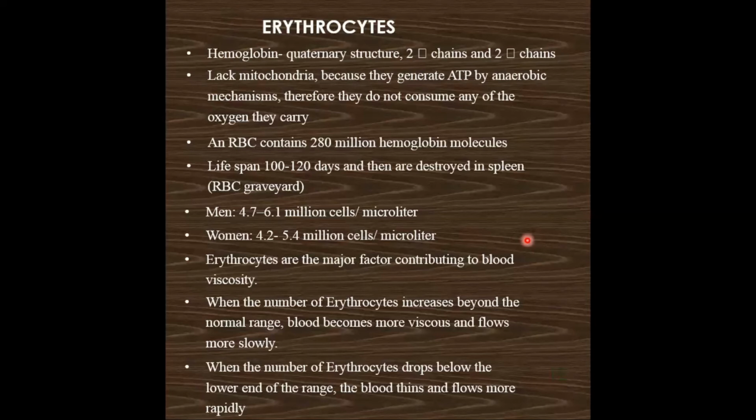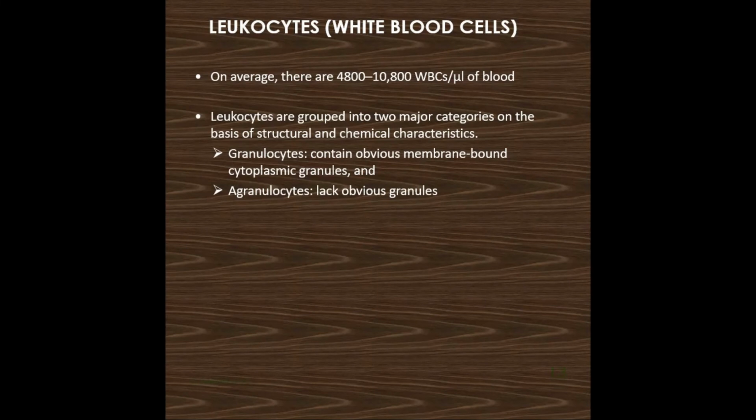When the number of erythrocytes drops below the lower end of the range, it means that the blood becomes thin and flows more rapidly. Now comes leukocytes, that is white blood cells. They are also called leukocytes, with the presence of granules in their cytoplasm and also without granules in the cytoplasm. There are two types of leukocytes. The granulated cells include eosinophil, basophil, and neutrophil.